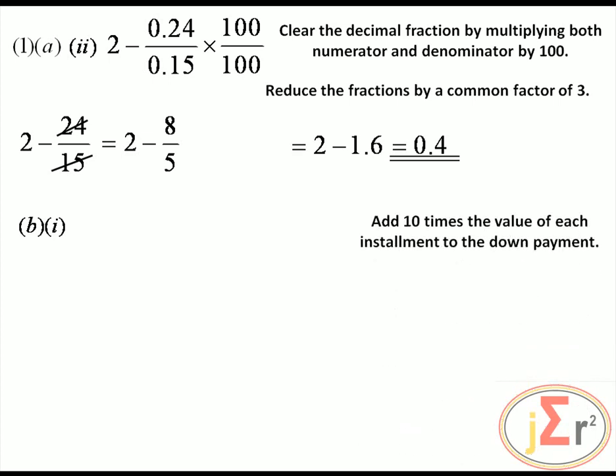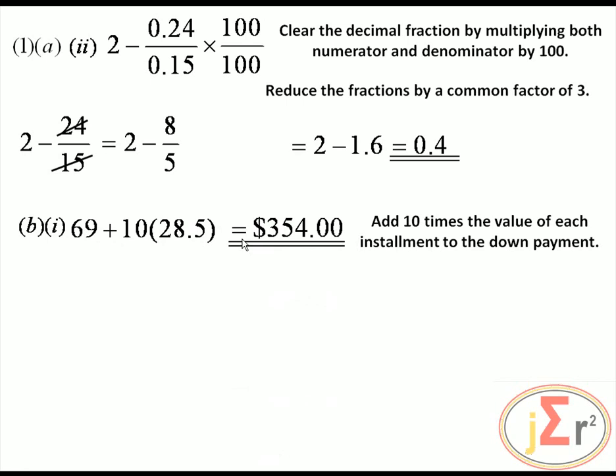So in order to determine the hire purchase price of the bicycle, we add 10 times the value of each installment to the down payment. So we have a down payment of $69 and a monthly installment of $28.50. We'll add 10 times the monthly installment to the down payment, and the result is $354.